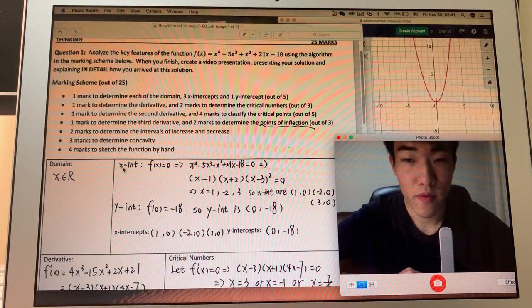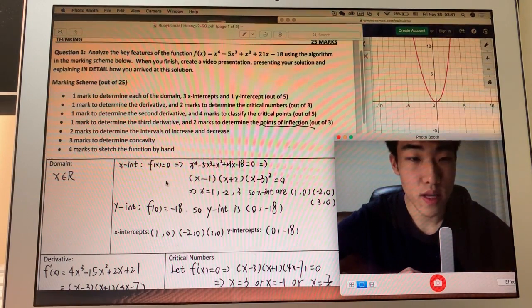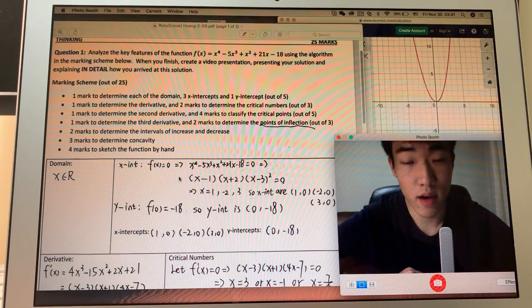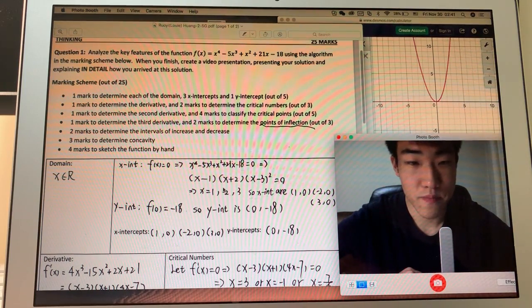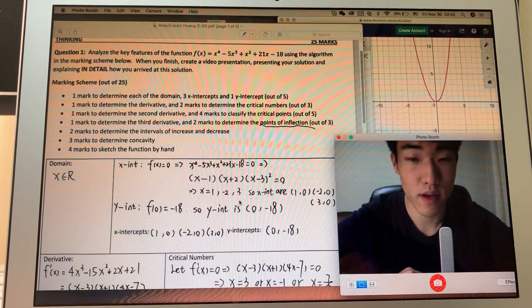And for the x-intercept, it means the graph intersects with the x-axis. So when it's an x-intercept, the y value of the intersection is equal to 0. So we let the original function equal 0, and we factored it out to get this one. Obviously, if it equals 0, then each of the terms has a chance to be 0. So there are 3 different answers, and as a result, there are 3 different x-intercepts.